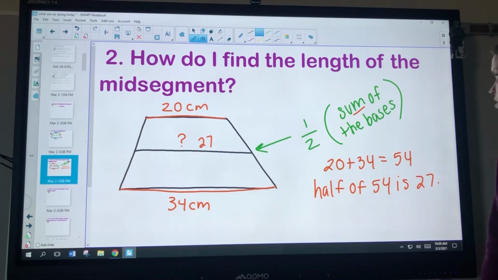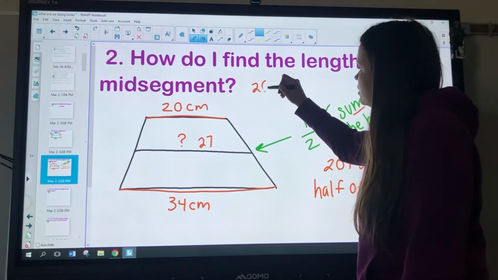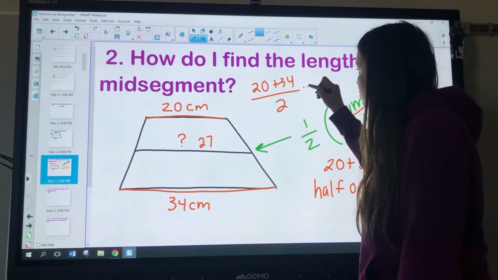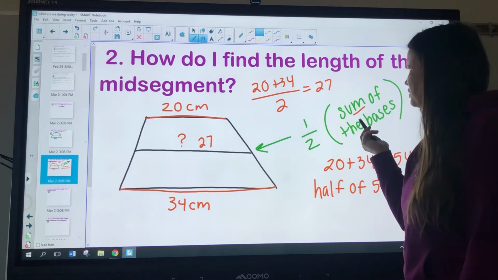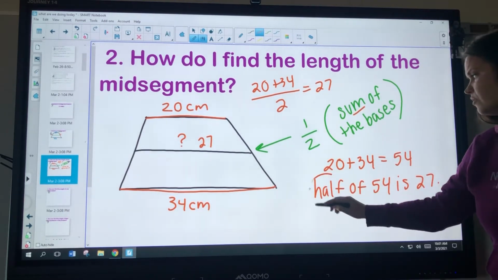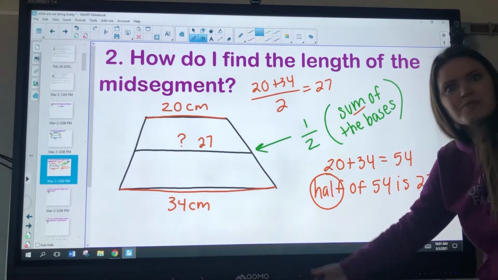All right, you might also see it like this: 20 plus 34 divided by 2. I don't care how you set it up or how you solve it or how you think about it. We all know that half means dividing by 2. Well, some of us. Half means dividing by 2.